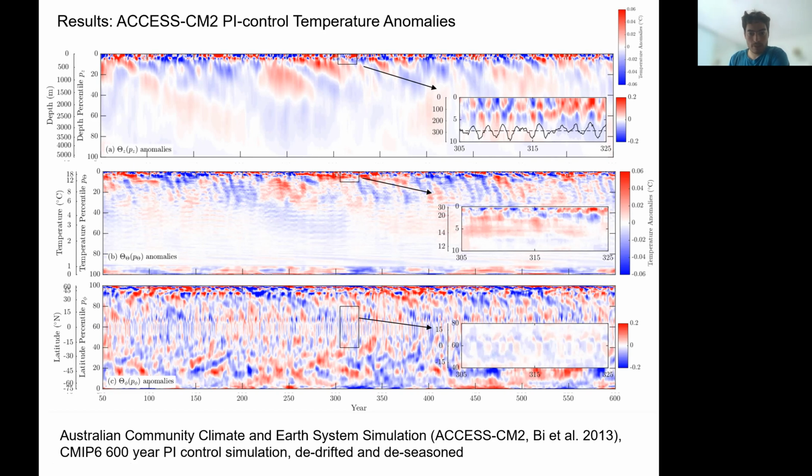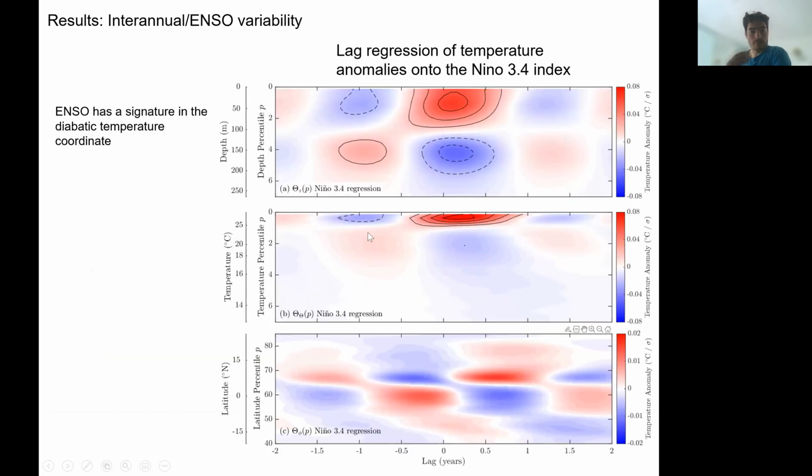Okay, so to clean this up a little bit, start off by looking at ENSO. What I'm going to do here is take the same data on these three panels and regress it onto the NINO 3.4 index, so onto this black line in this panel here. So what we get is something that looks much smoother. This is a lag regression. So 0 here is at the peak of the NINO 3.4 index, so the peak of an El Nino, and then you go forward or backward in time from there. And so in the depth percentiles, you can see this typical dipole where you have a warm anomaly above 100 meters and a cold anomaly below that, associated with the flattening of the thermocline in the Pacific.